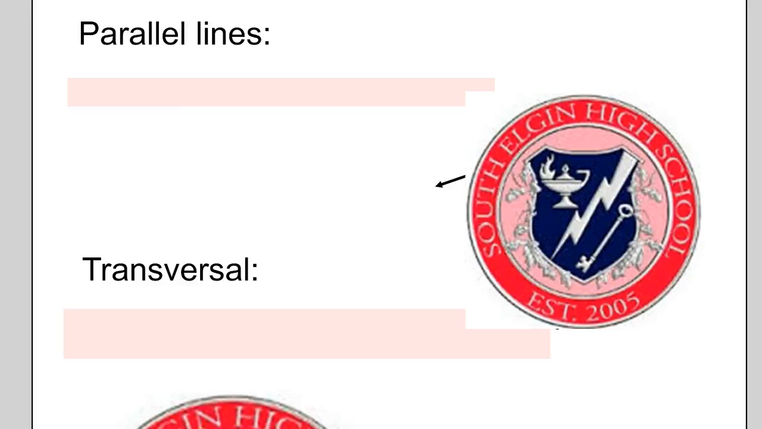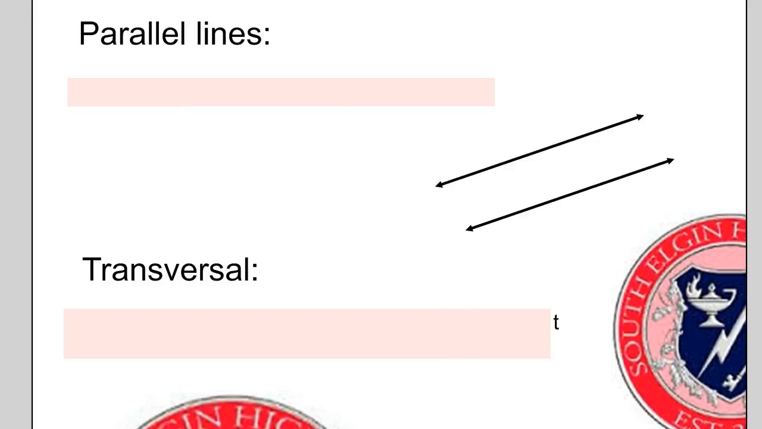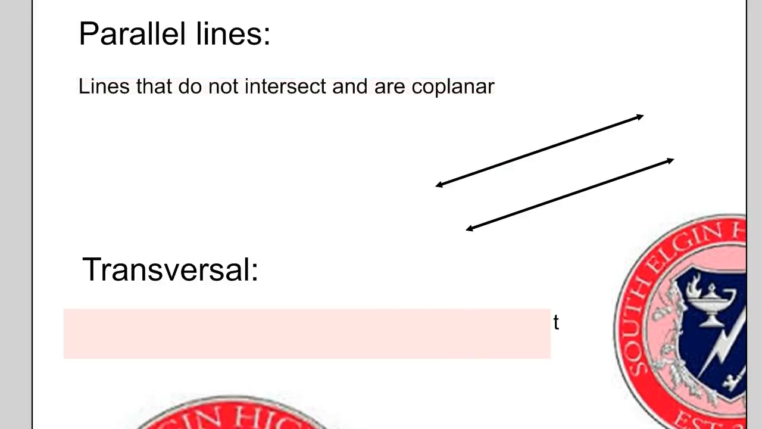Parallel lines. What on earth are parallel lines? Where's my definition of parallel lines? Here's my picture, but my definition of parallel lines are lines that do not intersect and are coplanar. So they have to lie in the same plane. So if you look down on the floor, the floor is a plane, and you see we've got vertical floor tiles. Those lines that are vertical, running parallel to each other, they never intersect.